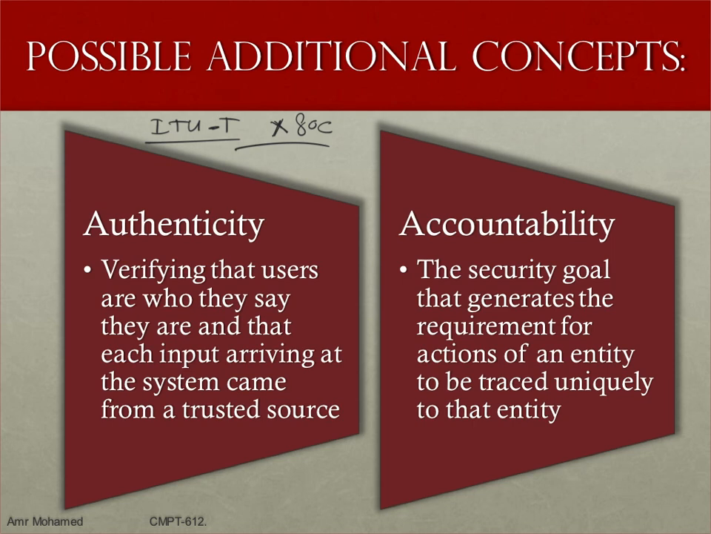Accountability is slightly different. Accountability here talks about the security goal that generates the requirement for actions of an entity to be traced uniquely to that entity. What does that mean? When somebody performs an action on the system, and this action causes some kind of breach or problem in the system, I need to be able to look at, for example, the logs, and then trace back and say, oh, okay, this action caused this problem, and this action was done uniquely by this person. So I can trace back and say, okay, you did it. And when I go to the person and say, you did it, he cannot deny and say, no, I didn't. Because everything in the system says that you are the one who did that action and nobody else.